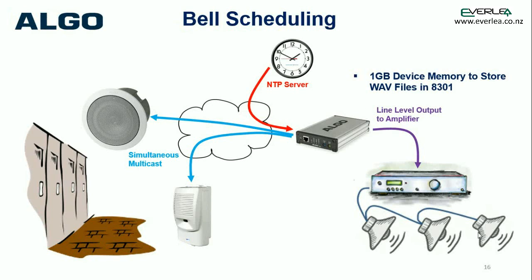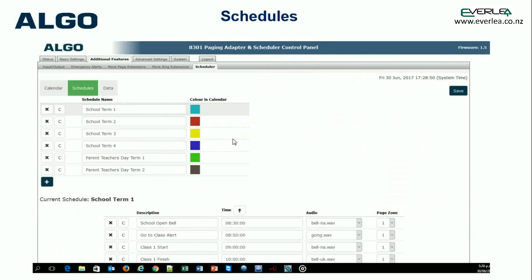So again, just a quick outline of how it all works. We've got the Algo running here. It's running on an NTP server. We can amplify it, send it out to an analog amplifier if we so wish, and or do simultaneous multicasts across to various paging groups using the Algo end devices. How it works, pretty straightforward, really.